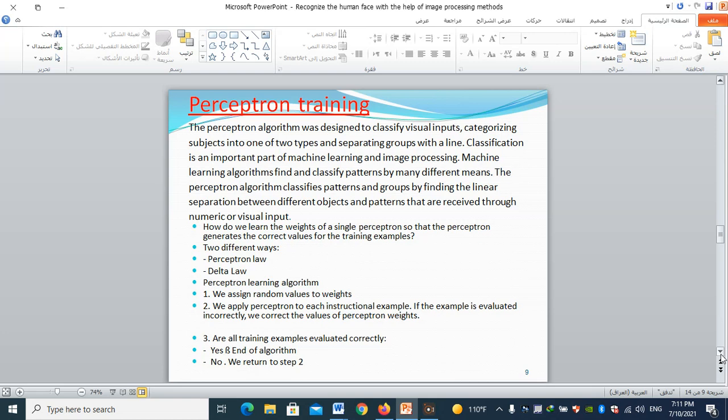The perceptron learning algorithm has steps. The first one is we assign random values to weights, and the second one is we apply the perceptron to each training example. If the example is evaluated incorrectly, we correct the values of the perceptron weights. And the third one: are all training examples evaluated correctly? If yes, the algorithm is finished. If no, we return to the second step.